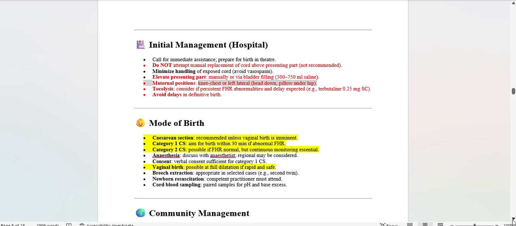Cesarean section is recommended unless vaginal birth is imminent. Category 1 cesarean section: aim to birth within 30 minutes if abnormal fetal heart rate. Category 2 cesarean section is possible if the fetal heart rate is normal, but continued monitoring is essential. Vaginal birth is of course possible at full dilatation if rapid and safe.